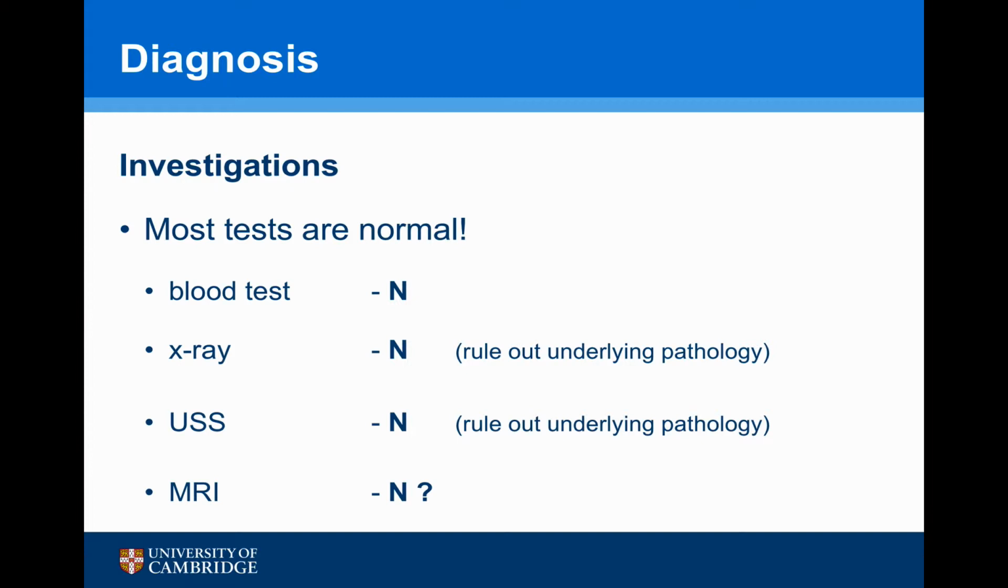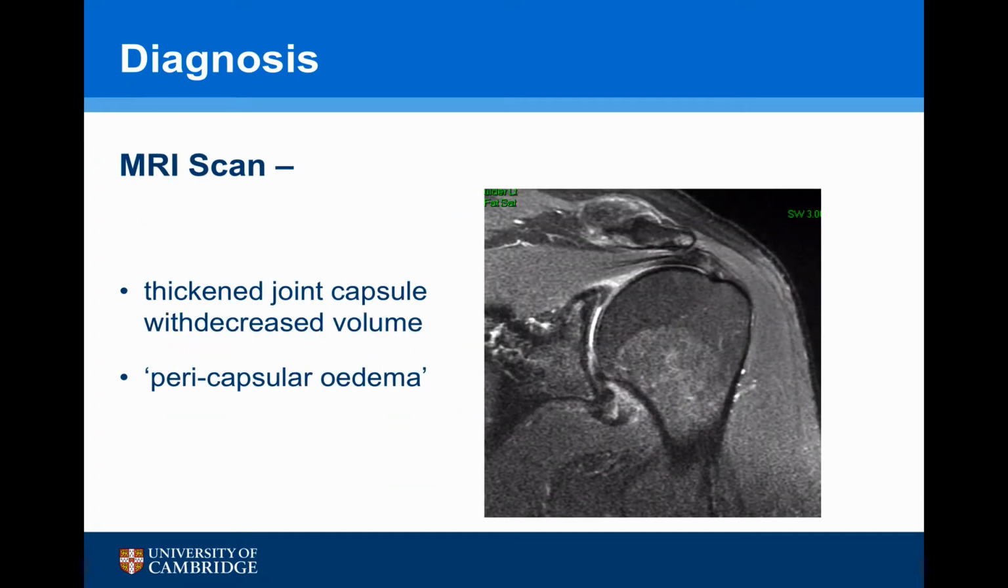An ultrasound scan again is normal and is used to rule out any underlying pathology such as a rotator cuff tear. However, an MRI scan can sometimes show pathology. It can show a thickened joint capsule with decreased volume within the capsule and pericapsular edema surrounding it.